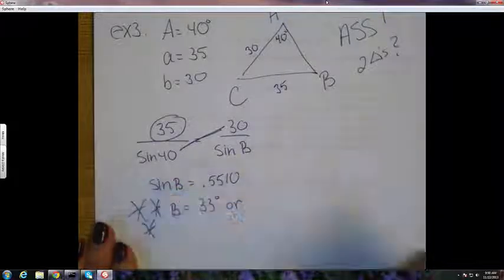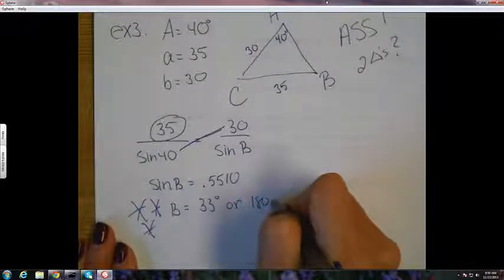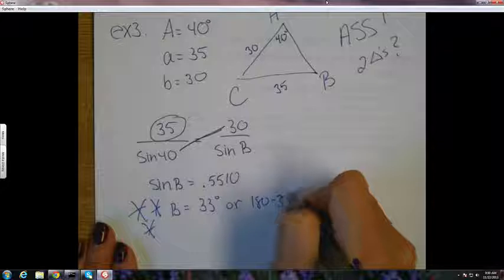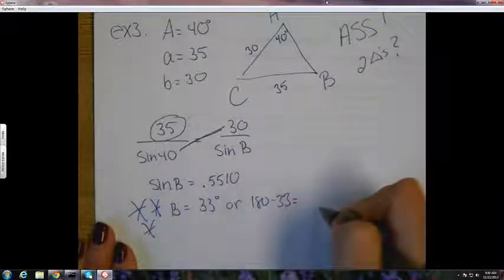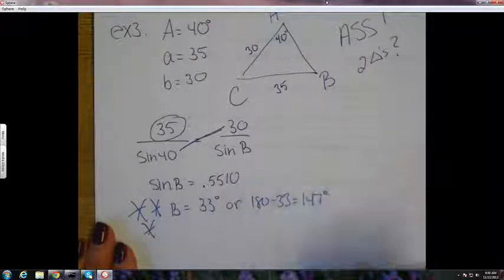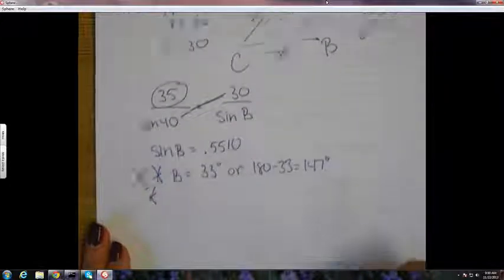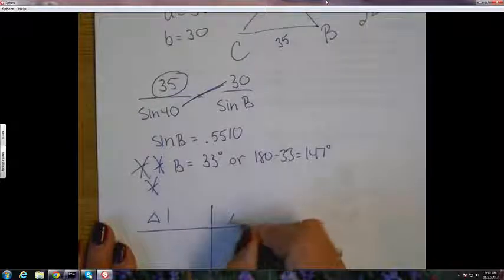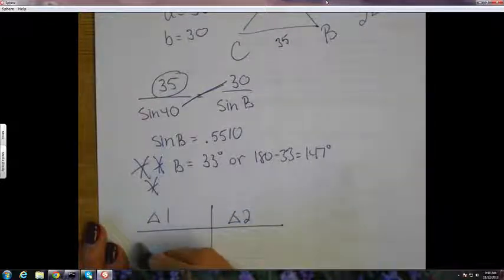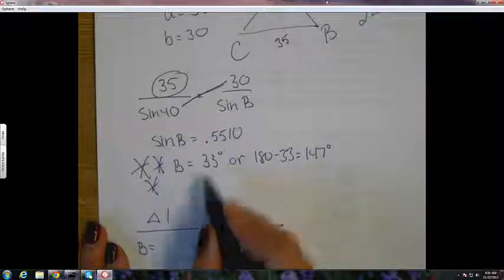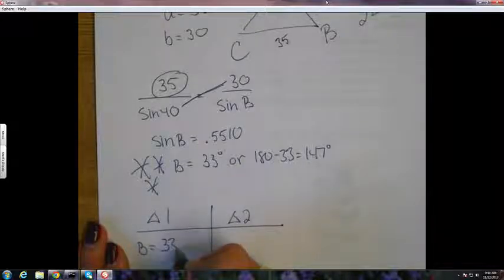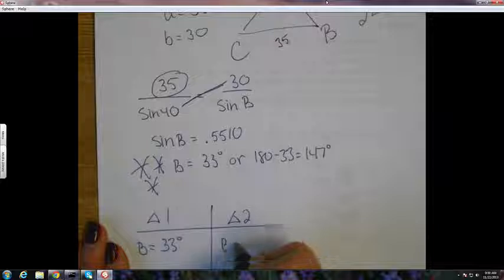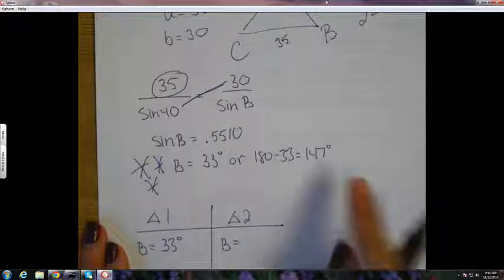What do you have to do to get the possible second triangle? 180 minus that, which is 147. So you're going to start with your table. I like to make a little table to keep things straight. Angle B in the first triangle, which definitely has to exist, is 33 degrees. Angle B in the possible second triangle, I don't know for sure yet if the second triangle exists, would be 147.